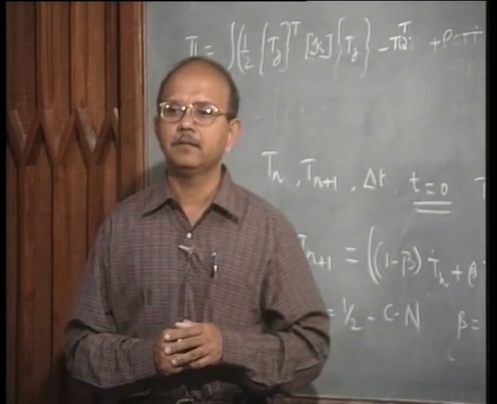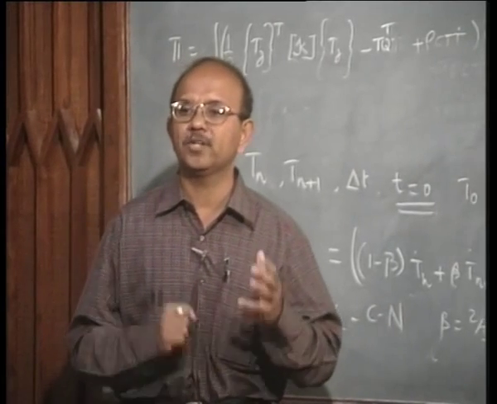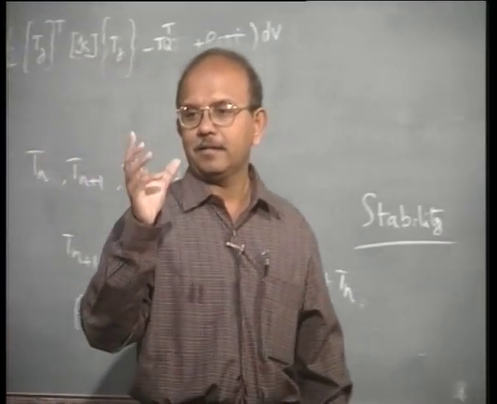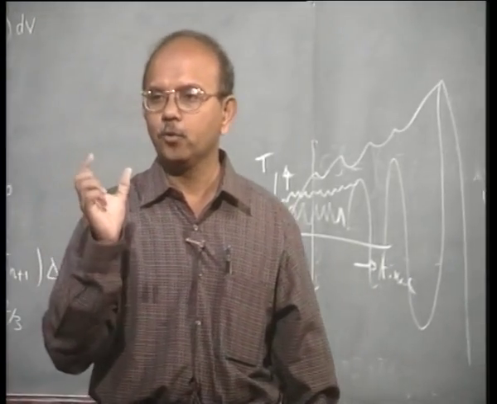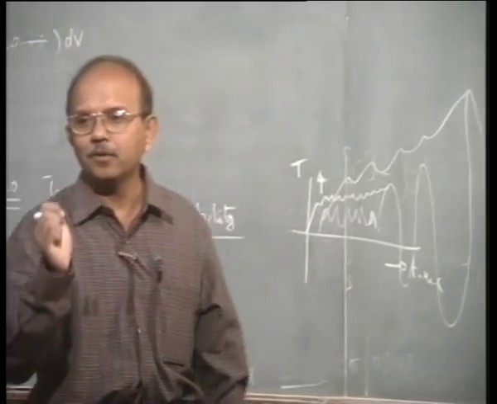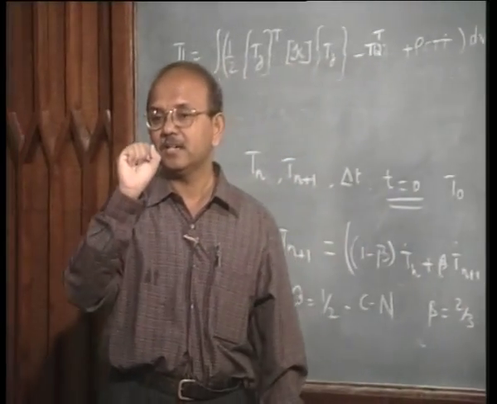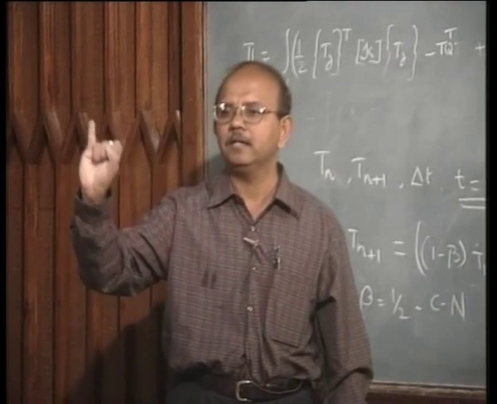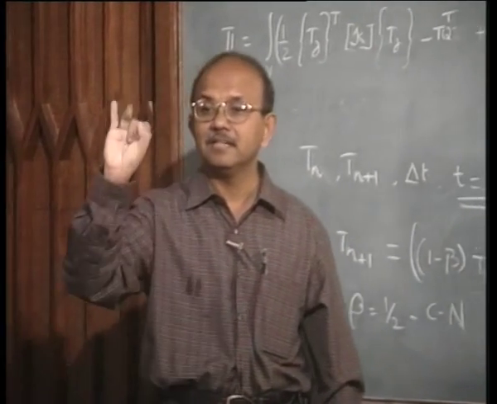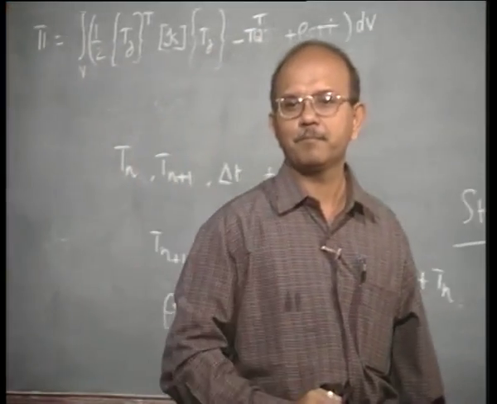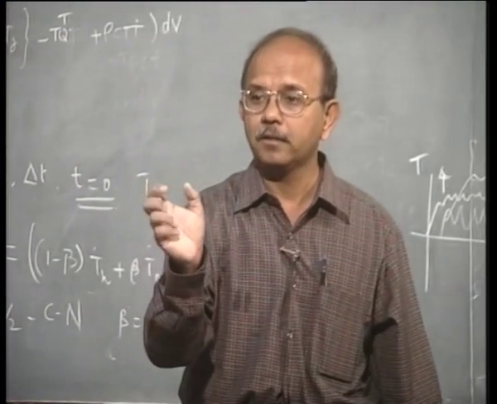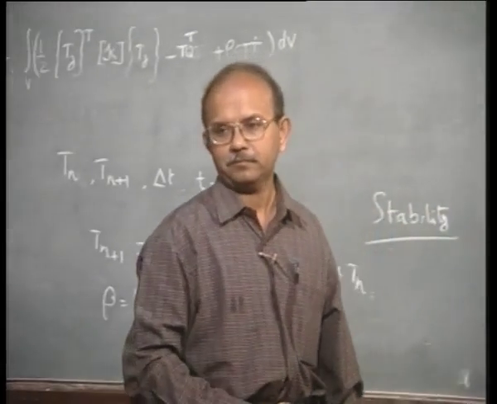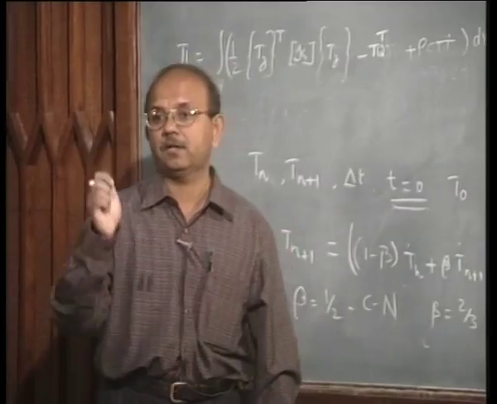On the other hand, when beta is equal to half, you get a second order accurate solution. I will summarize this again in the next class, but I want you to note this down. Look at beta equal to half. It is unconditionally stable. Whatever be the delta t, you are going to get a nice result. Yes, the accuracy increases, but look at that: oscillations are not eliminated.